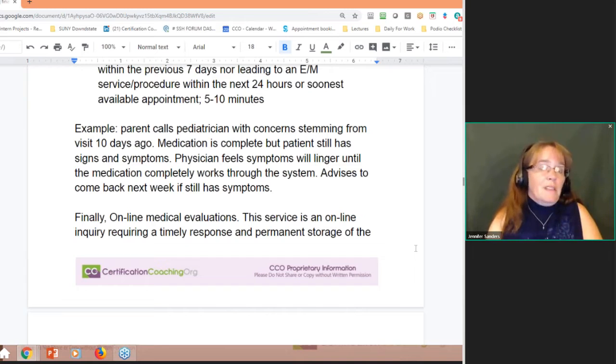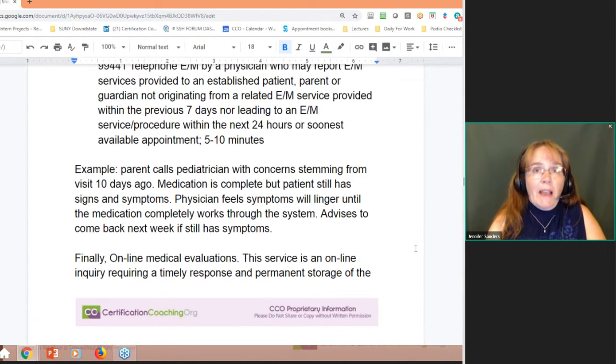So if they're reviewing this information, they're talking about the signs and symptoms for a 5 to 10 minute phone call, it can be documented and this physician can bill for that for the patient without actually seeing them face to face. But if they said, oh my gosh, you need to come in here tomorrow, get in here, they can't bill for it because it's leading to a service within the next 24 hours, or say it's Friday, or the soonest available, which would be Monday, if they don't work weekends. So that's what they're looking at.